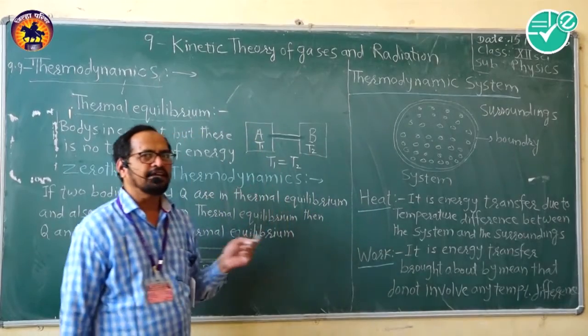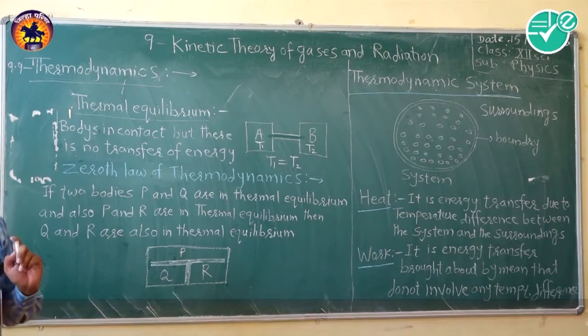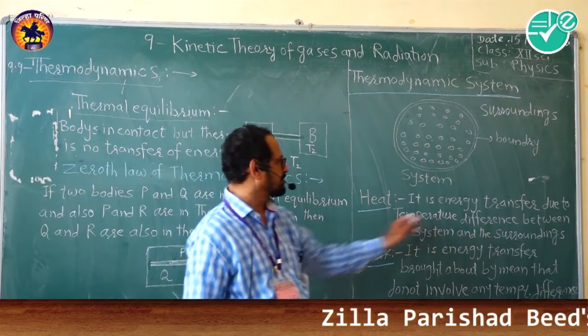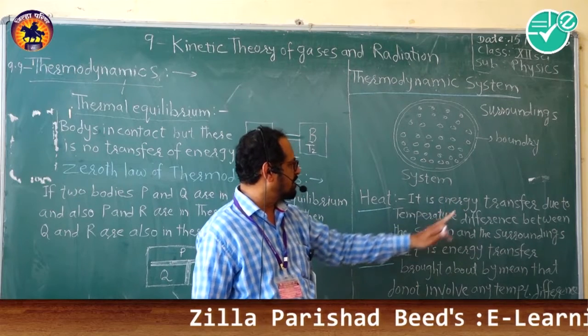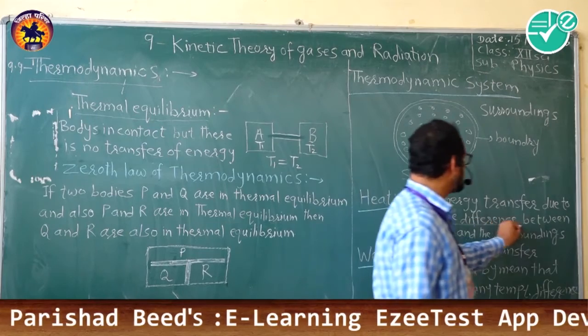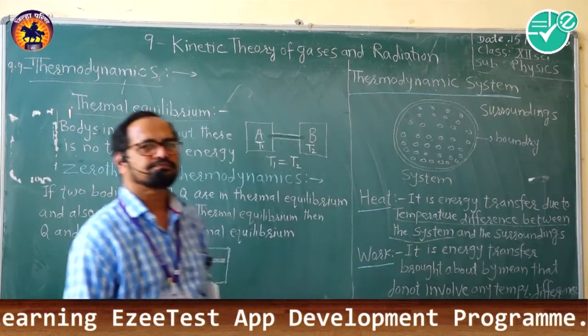Now the second thing is heat. What is meant by heat? Heat is also a type of energy that is transferred due to the temperature difference between the system and the surroundings.